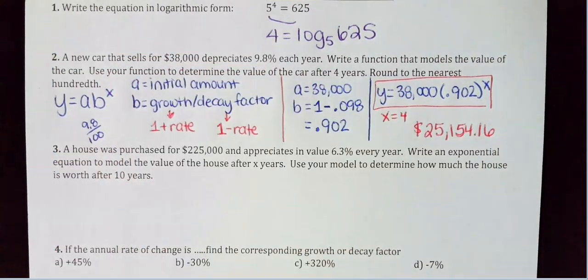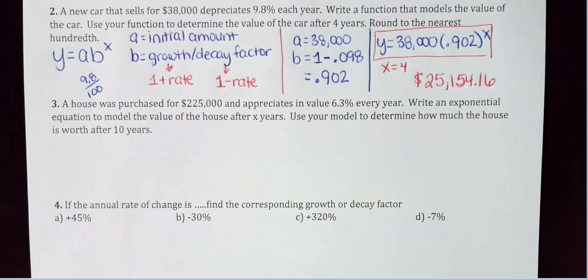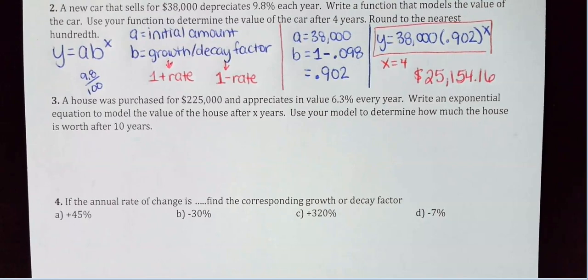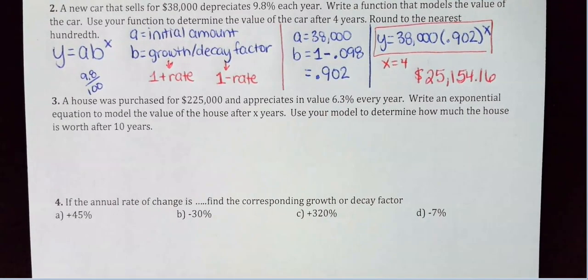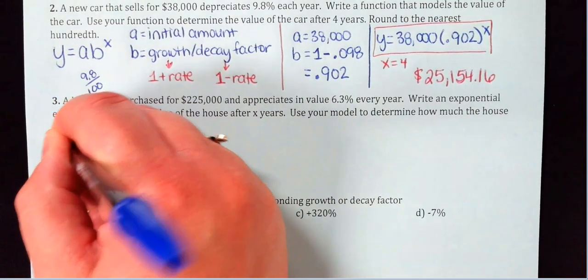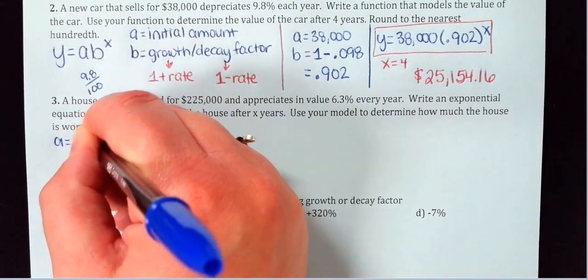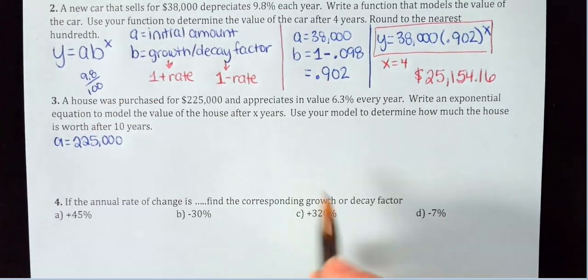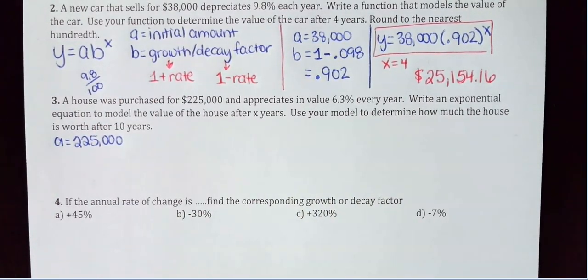Okay, now, same information, but different problem. So I'm still gonna look at that. I'm gonna leave that up on the screen so you guys can see the general equation. It says the house is purchased for $225,000. So that's gonna be my A value, my initial amount, and appreciates in value 6.3%.